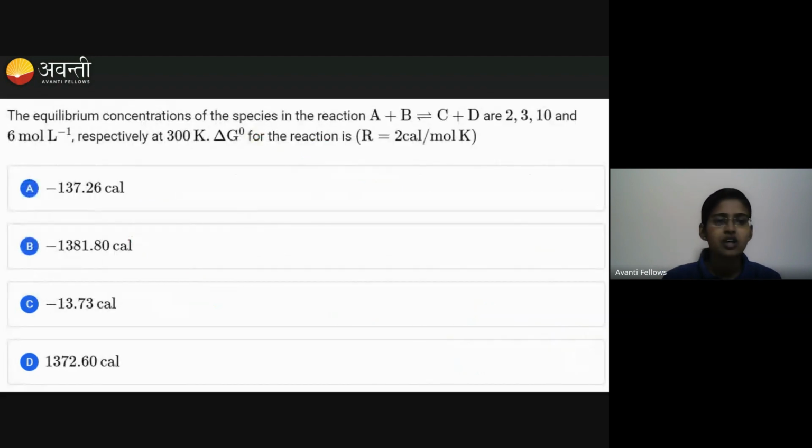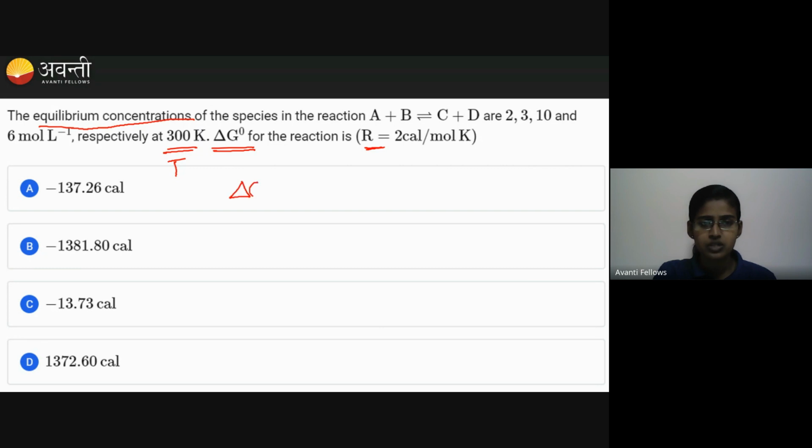The equilibrium concentrations of the species in the reaction A plus B giving C plus D are 2, 3, 10 and 6 mole per liter respectively at 300 Kelvin. Now the delta G naught for the reaction is, R value is also given. So what we have to find out? Delta G naught. Temperature is given, equilibrium concentrations of all the species are given, and R value is also given.